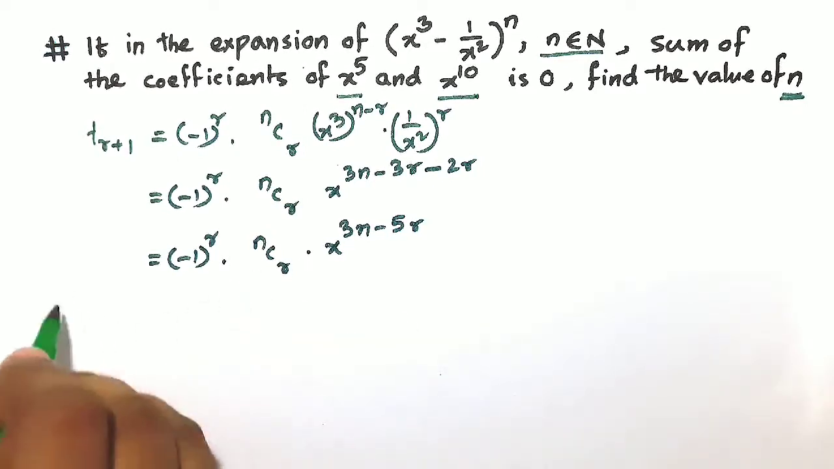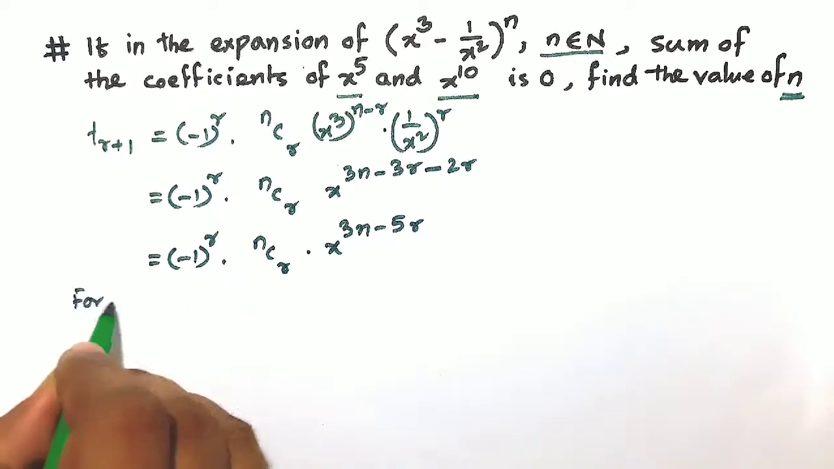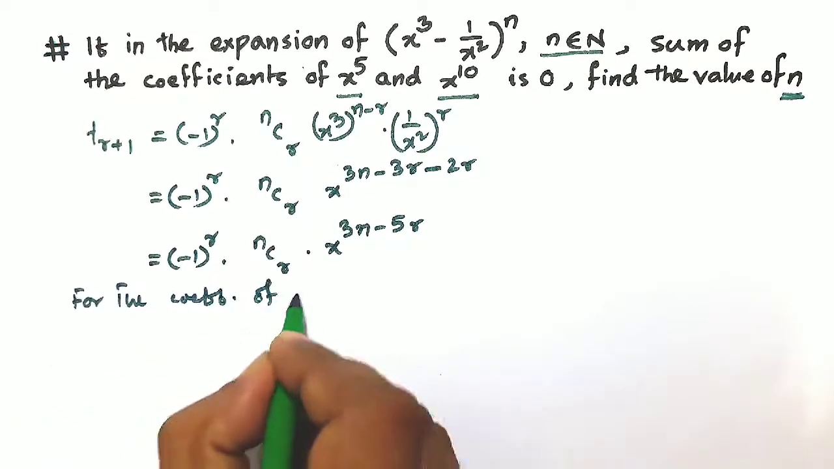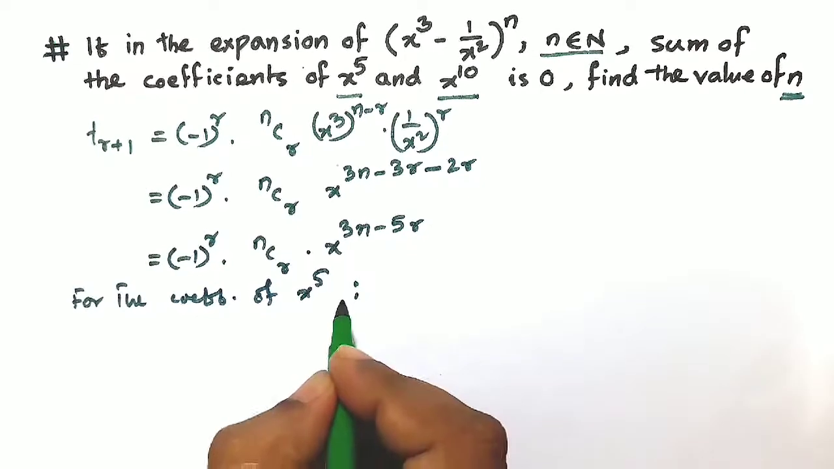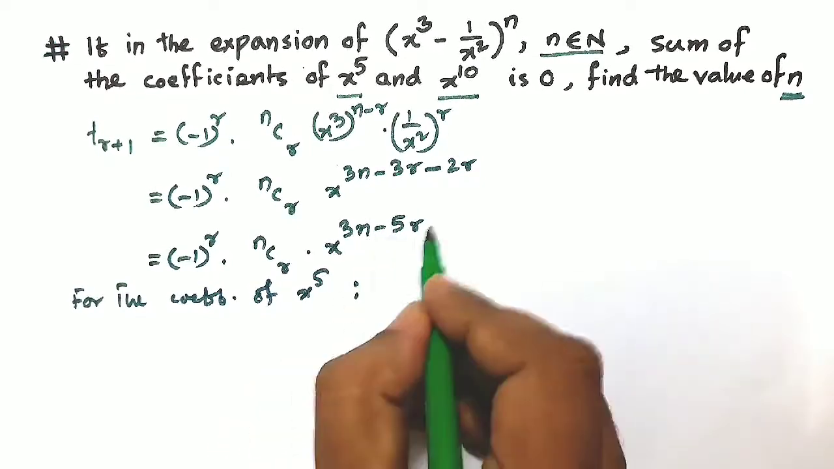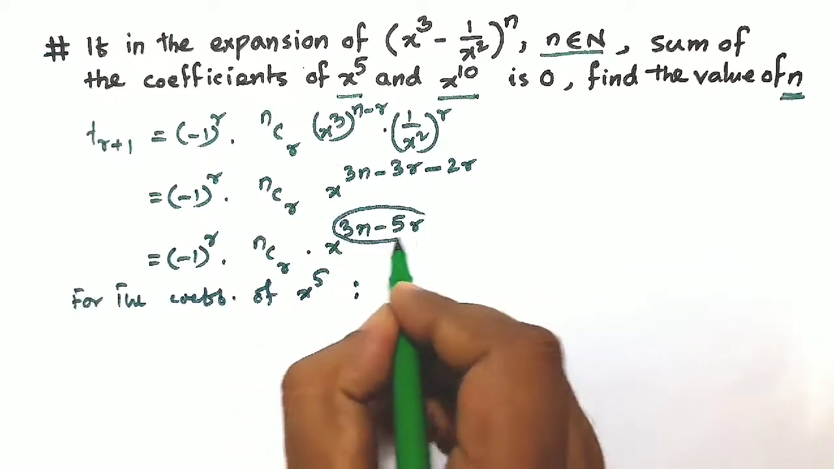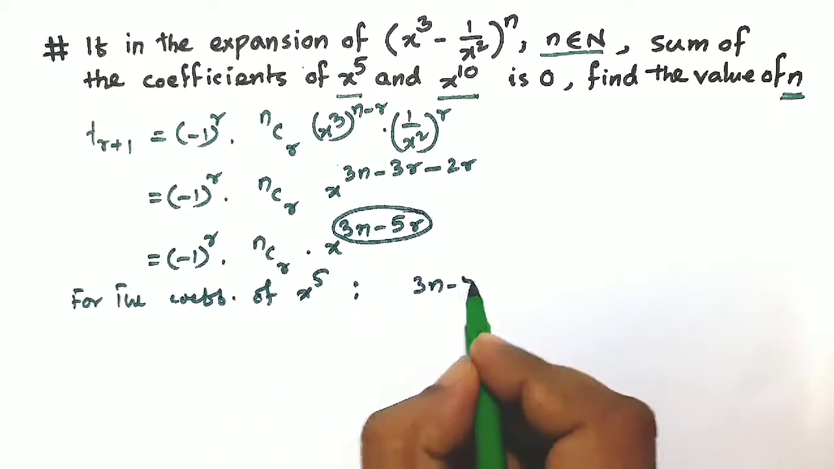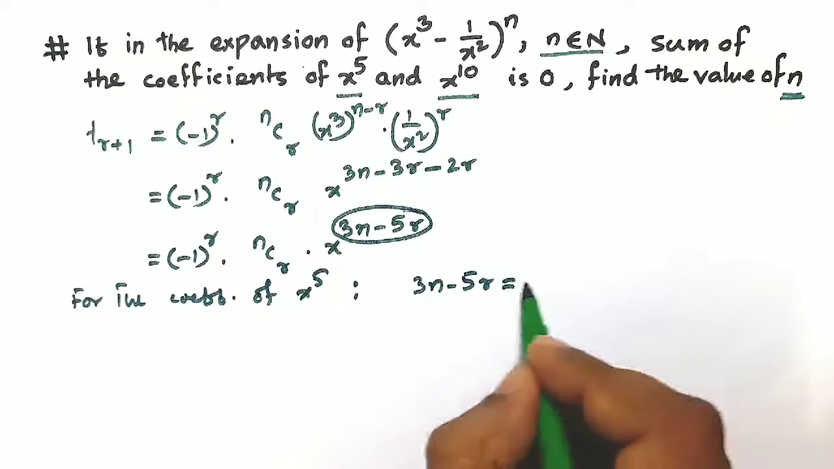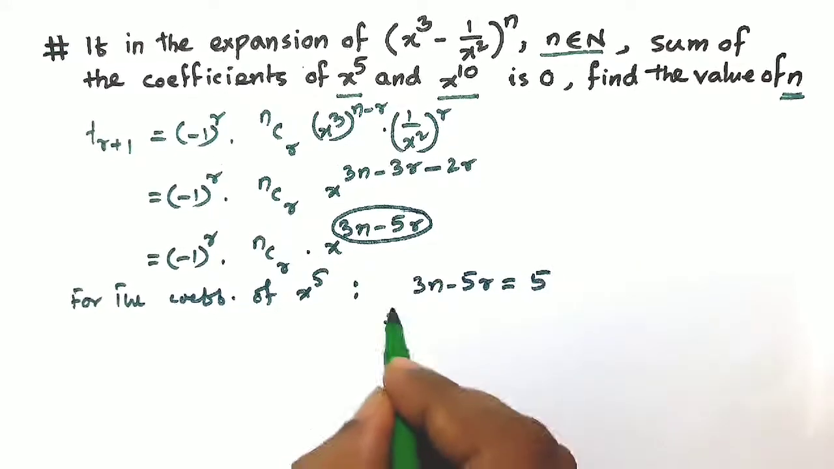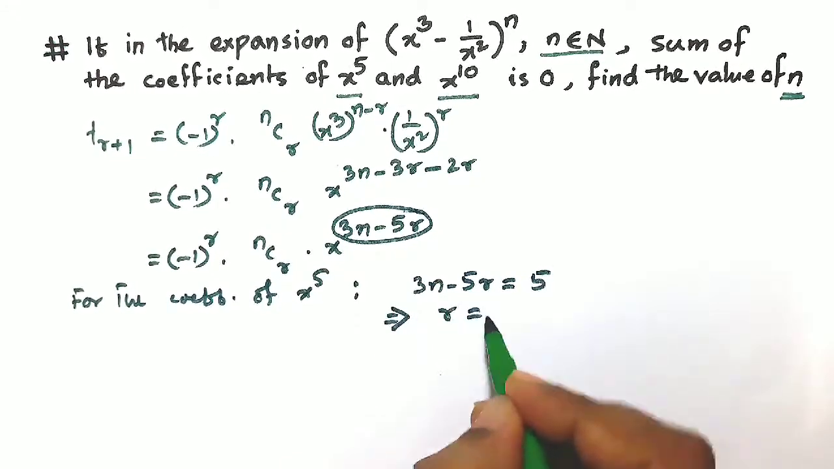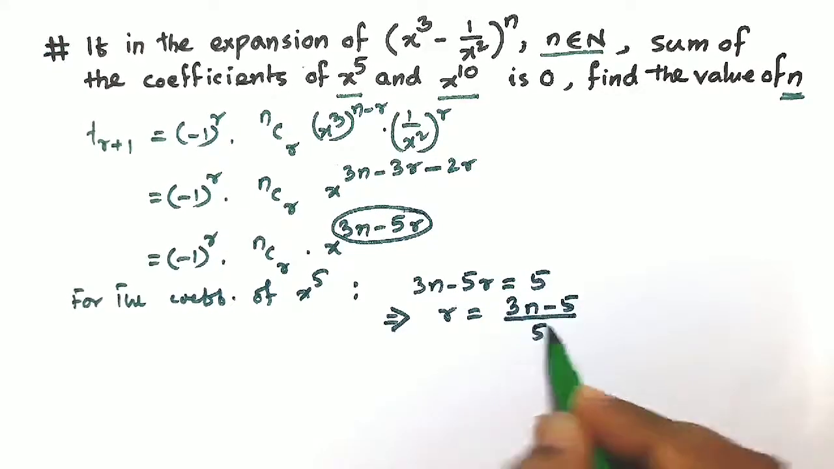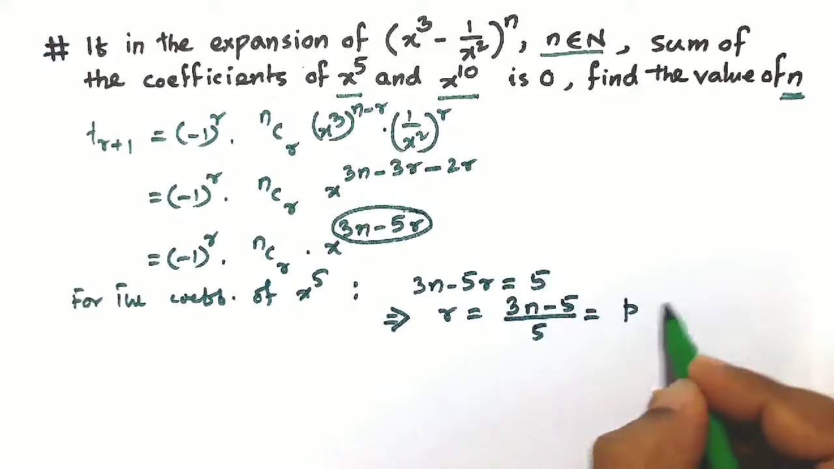For the coefficient of x^5, what happens? We have 3n minus 5r, this part. This is the index of x. So 3n minus 5r is equal to 5, isn't it? So from here we are getting r is equal to (3n-5)/5, we consider it as p. Okay, say p.